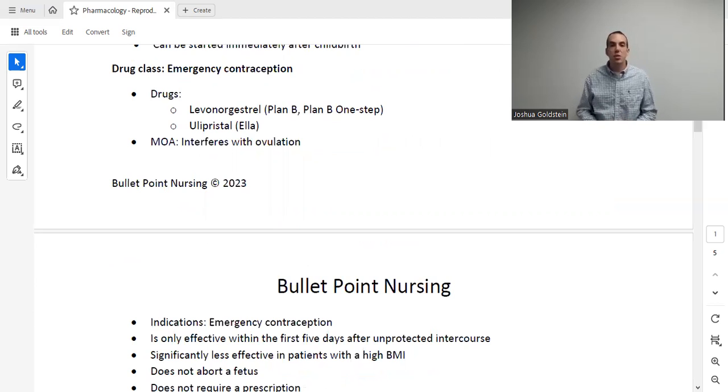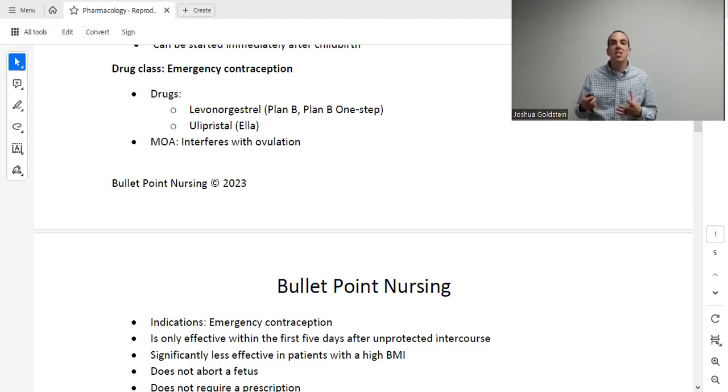We use it for emergency contraception, and it is only effective when used within the first 5 days of unprotected intercourse. However, also note that this medication should be taken as early as possible after unprotected intercourse. It is more effective the sooner it's taken as opposed to when it gets out to the full 5 days. Patients who have a high BMI, you should know what a normal BMI is. Patients who have a higher BMI have a significantly lower efficacy when using this medication.